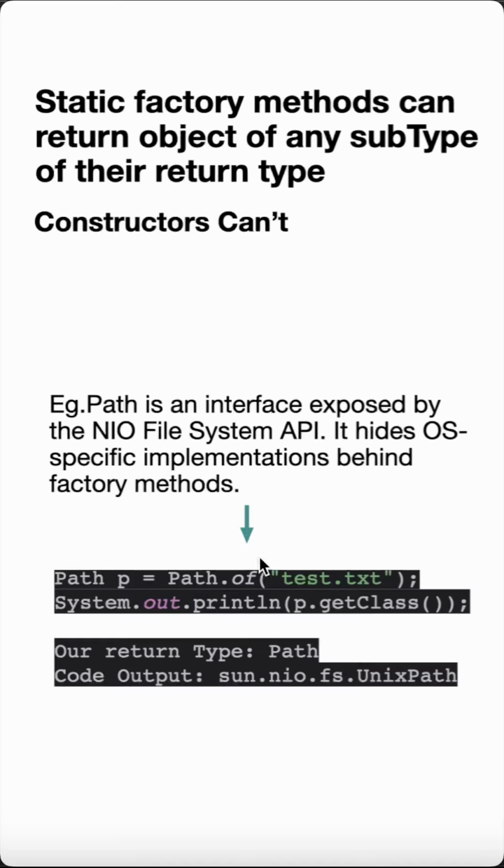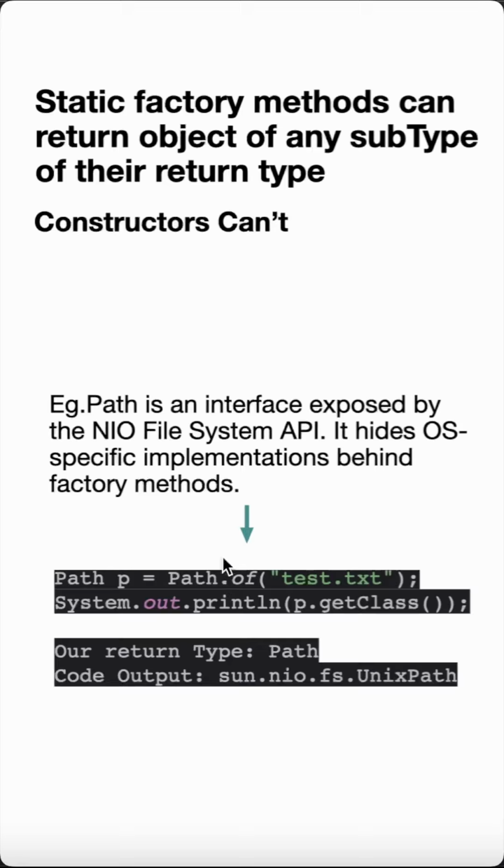For example, in this code, the static factory method returns a Path object, but we don't know the exact implementation class of the Path object. With the getClass method, on Linux or Mac machines you will get the UnixPath class, and on Windows, you will find that this Path object is of the WindowsPath class.